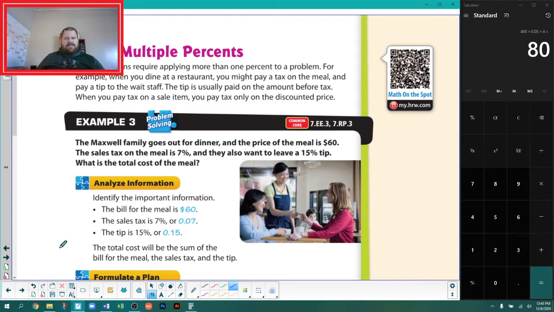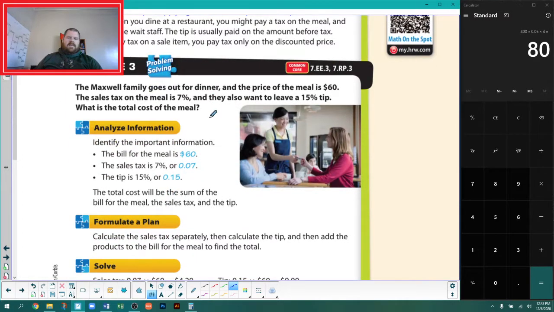All right, now for some problems that use some multiple percents. Some situations require applying more than 1% to a problem. For example, when you dine at a restaurant, you might pay tax on a meal, and you tip the wait staff. So you tip the people that helped you out. The tip is usually paid on the amount before tax, and when you pay on a sale item, you pay only the discounted price. So we've got a couple of different styles of examples.